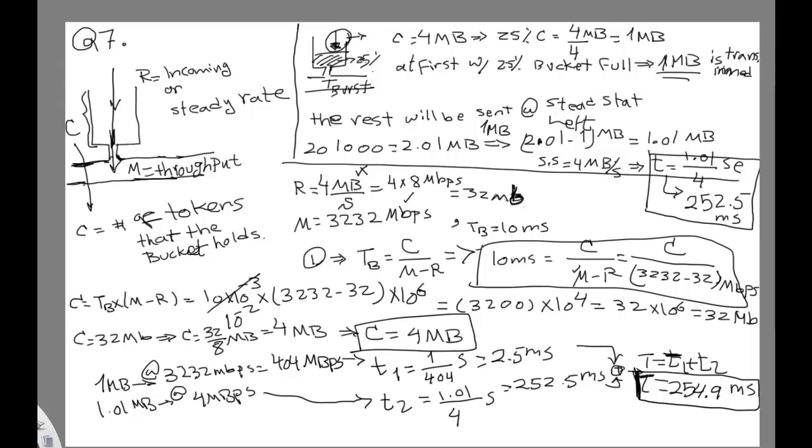So any number, 252.5 or 254.9 or rather 255, is sufficient for me. So again, the final answers are going to be either 252.5, so it's approximate, or 255 millisecond. Both of these answers are acceptable.